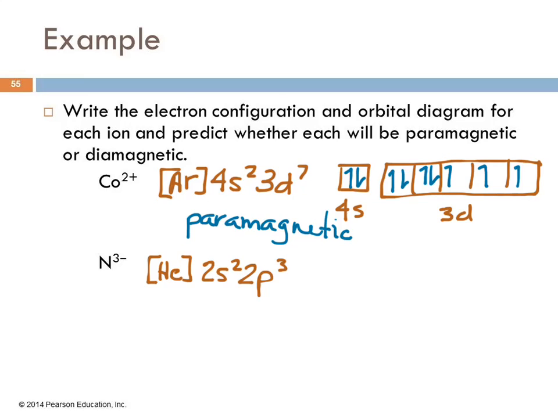Okay, so cobalt, the metal, is paramagnetic. How do we make it an ion? What electrons do we take out first? The 4s. So we need to get rid of those guys. I'll just put a 0 there. So that's taking these guys out of this box.